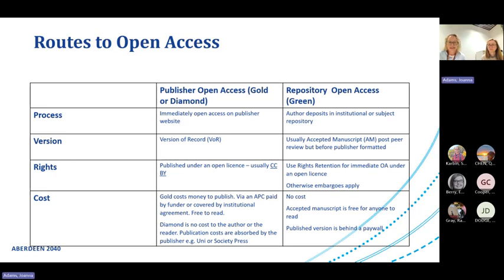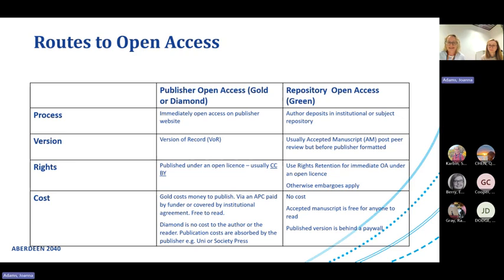Gold open access typically requires a payment. That could be an article processing charge, either paid by your funder or covered by an institutional agreement, but it means it's free for anyone to read. Diamond also means that it's free for anyone to read, but there's no cost to the author, or the publication costs are usually absorbed by the publisher, who would probably be a university or a society press.